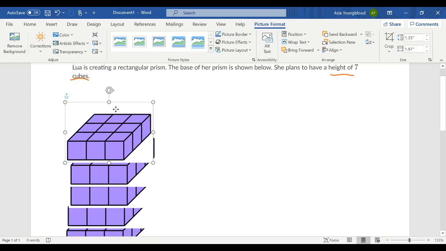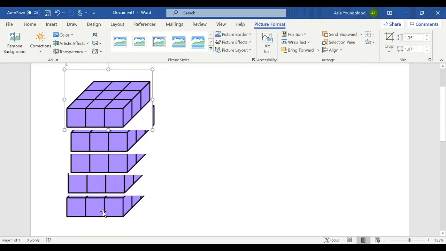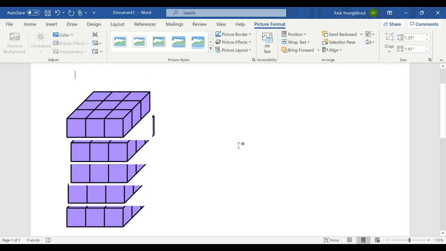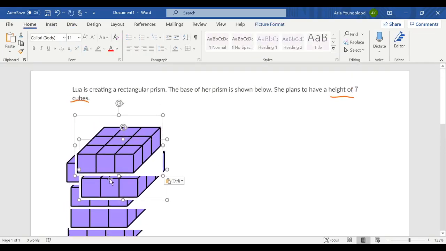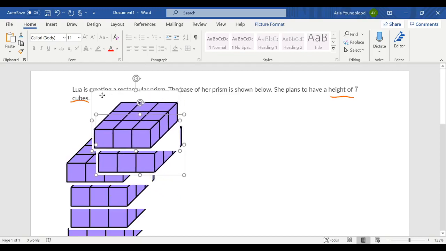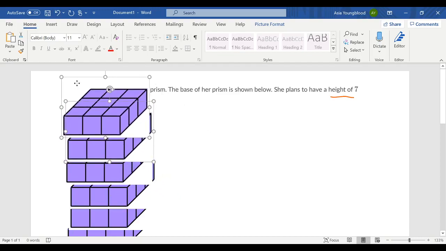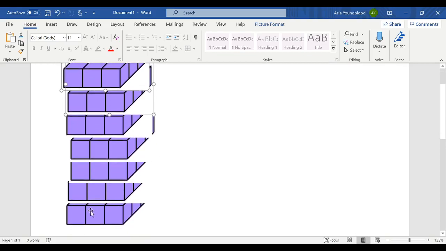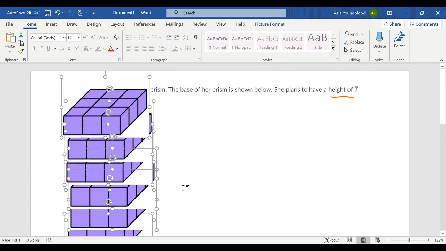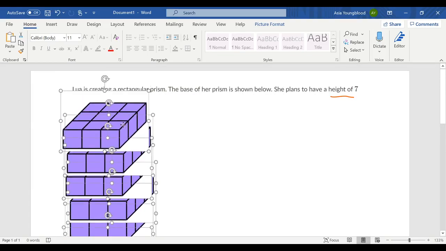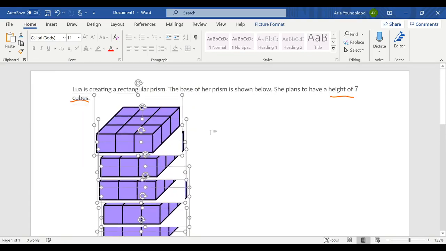Stack it again. So right now we have a height of 1, 2, 3, 4, 5. We're going to need 2 more. Let's see if we can just copy 2. Make sure I select the right thing. Now we have our height of 7: 1, 2, 3, 4, 5, 6, 7. This visual representation shows what it would look like if we stack all 7 of these on top of each other. All we did was copy that first base and stack it 7 times. I want to move it so you can still see the text.